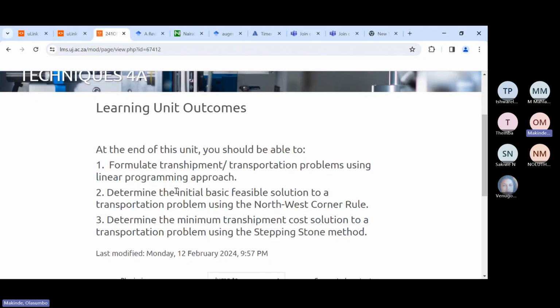Then the second and the third outcome is looking at how you solve that mathematical model of yours, which is representing that transshipment problem, and get a solution which will minimize your cost of shipping. To solve that, there are various steps which talk to the second outcome. The second outcome is to determine the initial basic feasible solution to that transportation model that you have formulated using the northwest corner rule. So that is the second objective.